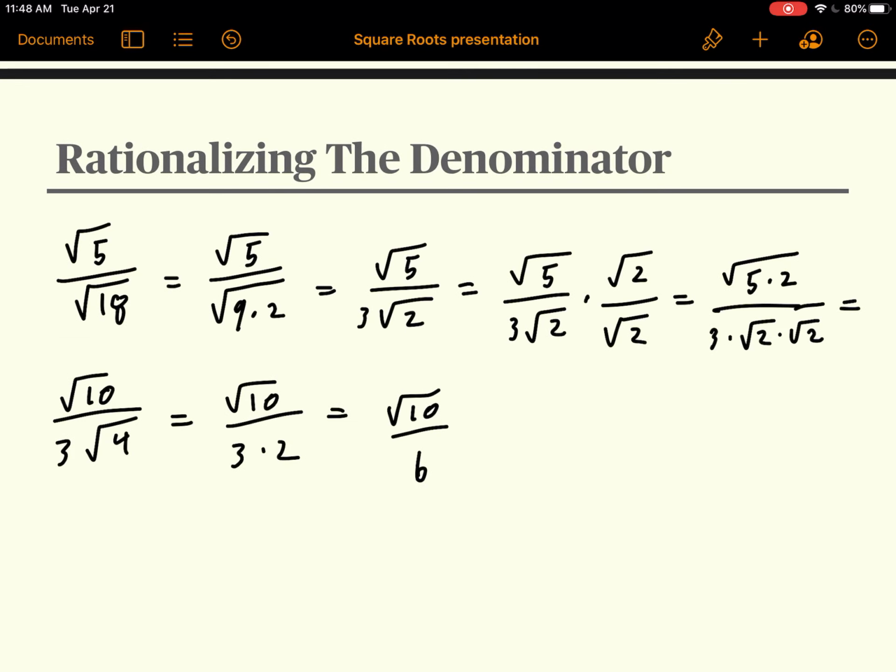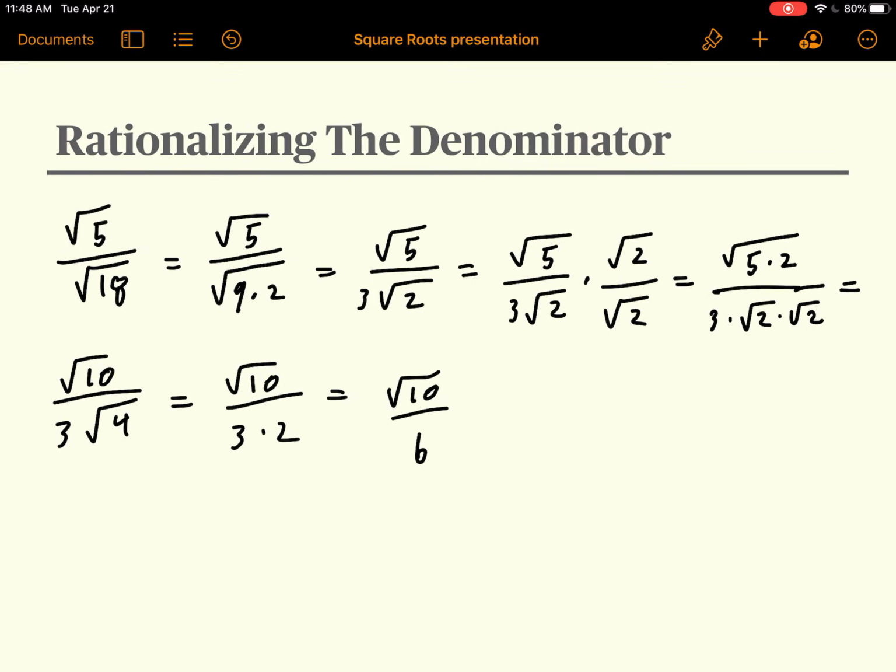Rationalizing the denominator. So for this, the example is the square root of 5 over the square root of 18, and the 18 is not allowed to have a square root over it, so we have to make the denominator not be a square root. I don't know the reason for this, but that's just how it is. So we have to break up the square root of 18. So now the problem becomes the square root of 5 over the square root of 9 times 2. And the square root of 9 is 3. So now the problem becomes the square root of 5 over 3 times the square root of 2.